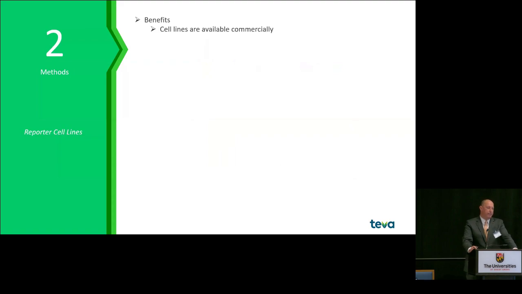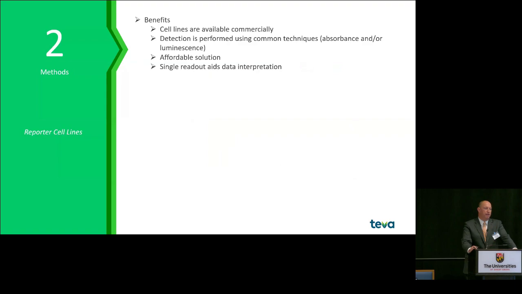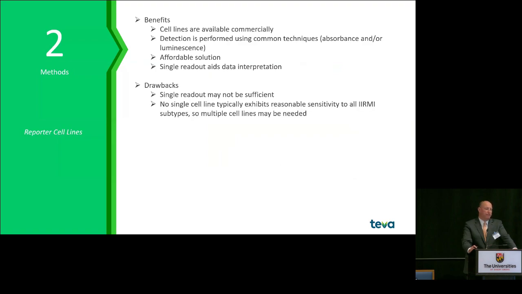Benefits to these reporter cell lines are that these cell lines are commercially available. Detection is performed using a common technique like absorbance or luminescence. It can be a relatively affordable solution. The single readout can aid in the interpretation, but there are also some drawbacks. The single readout may not be sufficient. There is no single cell line that typically exhibits reasonable sensitivity to all ERME subtypes, so you may need multiple cell lines. Sensitivity to different types of drugs may vary, and you must control for cell viability at the beginning and end of the assay.